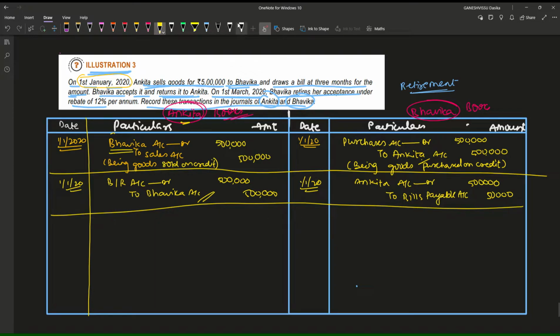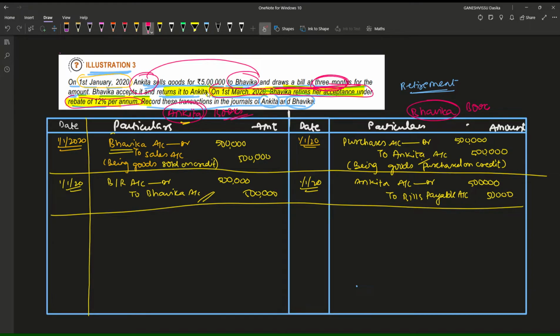Let us now continue reading the question. Bhavika accepts it and returns it to Ankita. On 1st March 2020, Bhavika returns her acceptance under rebate of 12% per annum. Why has he given this statement? Let us understand. First of all, what is the amount of the bill Ankita has drawn on Bhavika? Ankita has drawn a bill of exchange of 3 months. This is the key point here. We need to understand that a 3 months bill of exchange is there.